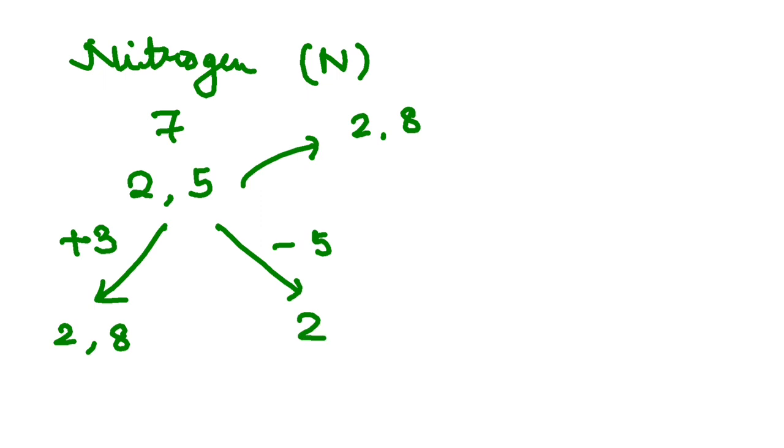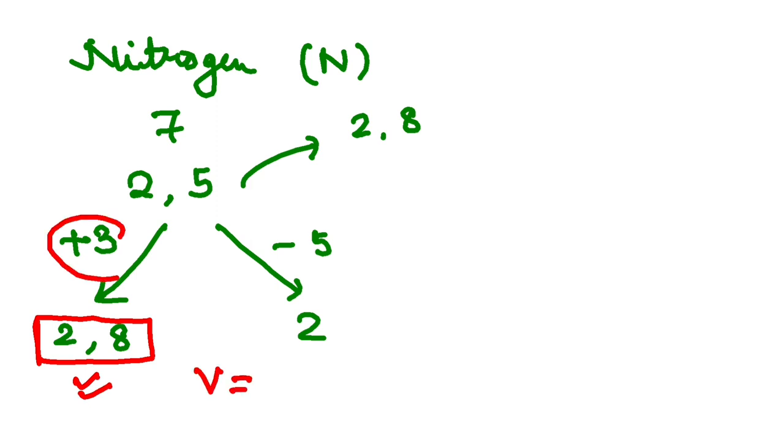Which option is it going to do? Obviously energy wise, which is more plausible or more feasible? Obviously to take 3 from somebody and become 2, 8. So nitrogen is going to do this, isn't it? So the valency of nitrogen is 3. Keep in mind this plus 3, minus 3, the plus and minus signs won't come in while calculating valency. It is all about the number of electrons.